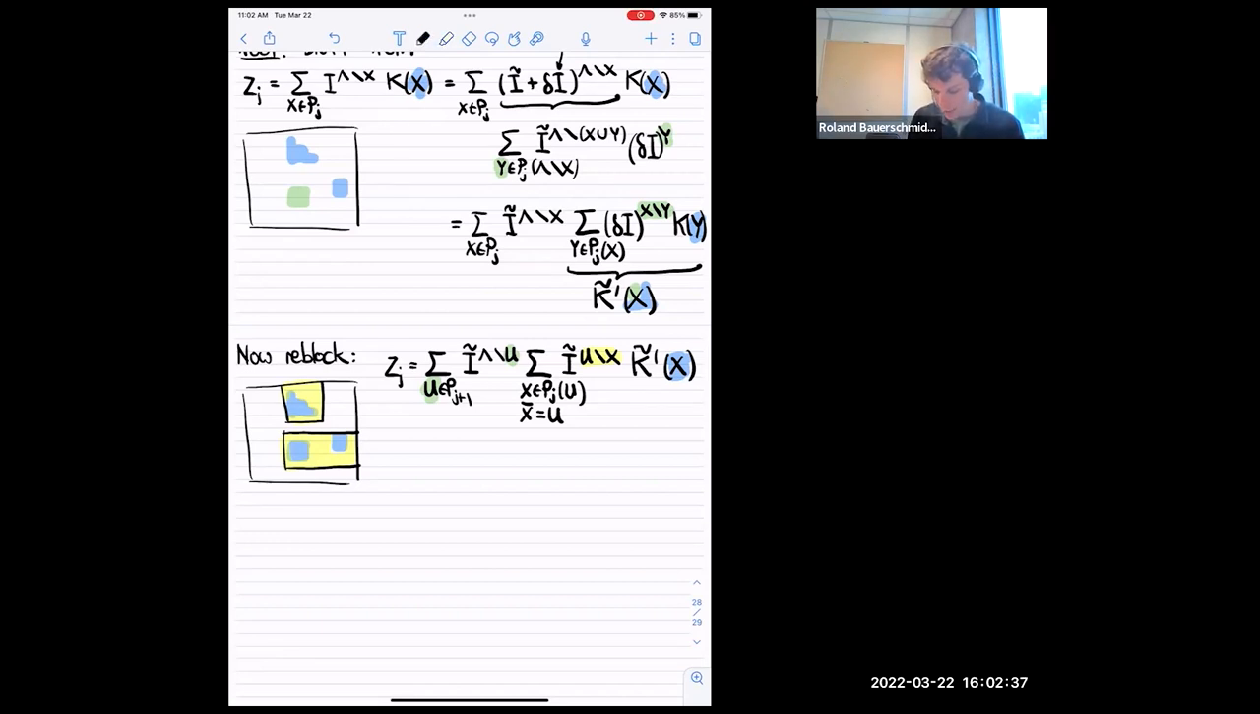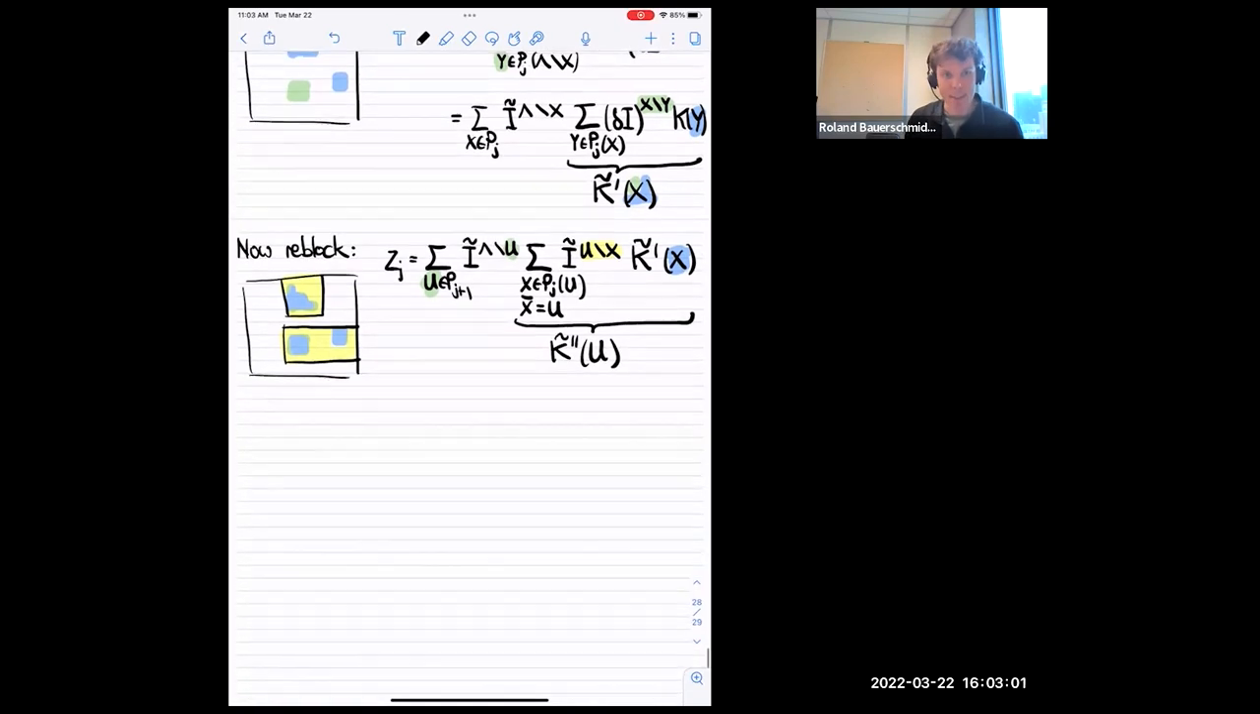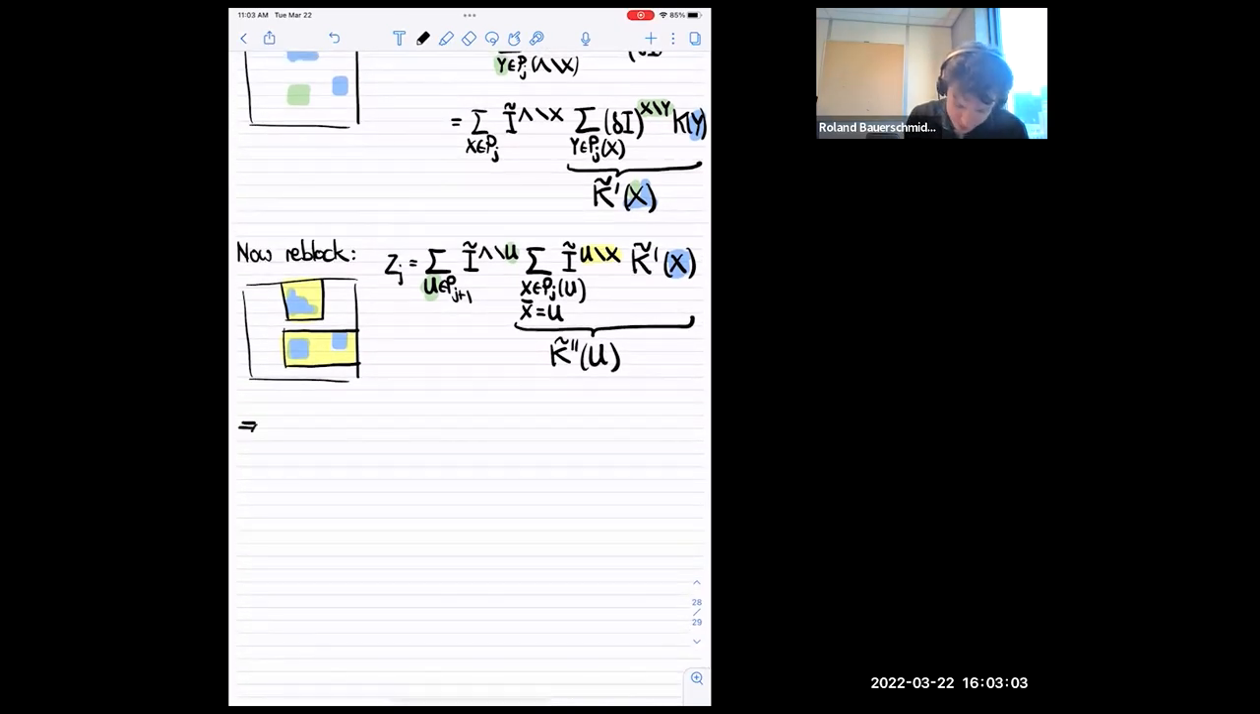So this is the reblocking step. Change the representation. The I tilde is now indexed by J plus one polymers rather than J polymers. So in this thing, maybe we can call this K tilde double prime. That's now a function of U, and U is at scale J plus one. At this point, we're essentially done. We haven't taken the expectation yet. So we need to take the expectation.